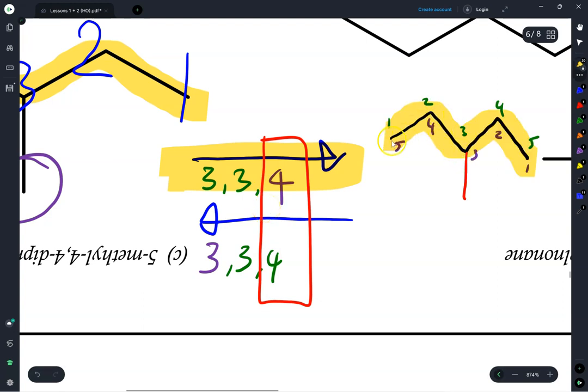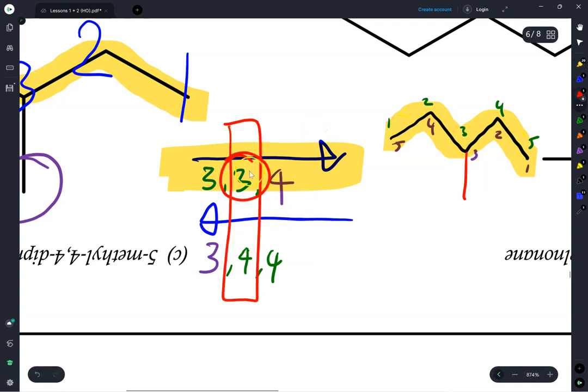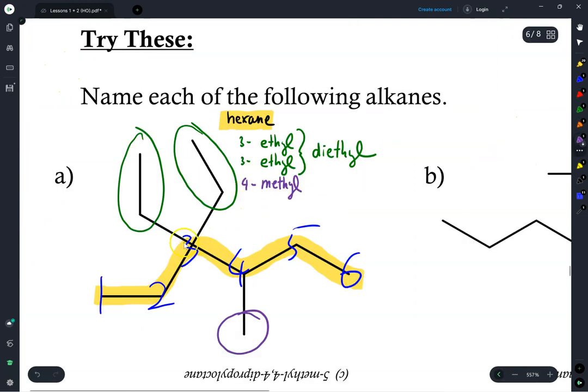So for example, here we have a methyl group popping out from the number 3 carbon, but it's the number 3 carbon whether you choose to go left or right, or if you choose to go right to left, it's still the number 3 carbon. So in this case, it doesn't matter if you go left to right or right to left. In any case, with this example, 3 is definitely lower than 4, so we are going to choose this counting direction, left to right. So my address numbers are 3 and a 3 for the ethyl groups and a 4 for the methyl group. Alright, let's put it all together.